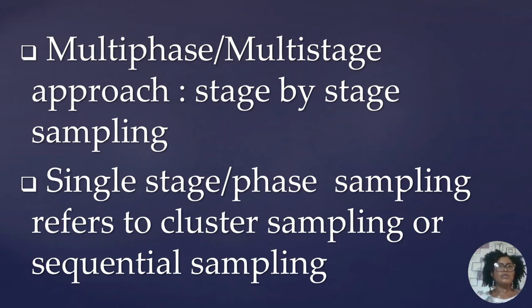When you get to this geopolitical zone, you say there are states in them. In the southeast geopolitical zone, you have 5 states. You may decide to work with only 2 or 3 states there. You do another sampling there at the second stage. Then when you get to the state you want to work in, there could be education zones. If you leave the education zone, you get to local government. If you go to local government, then you get to the school. When you get to the school, you look for students there. So you are moving stage by stage before you can reach the actual elements or participants. So single stage or phase sampling refers to cluster sampling or sequential sampling.